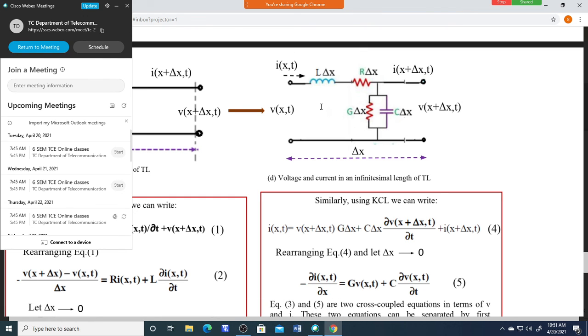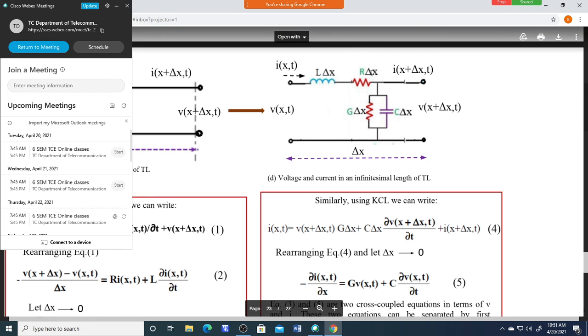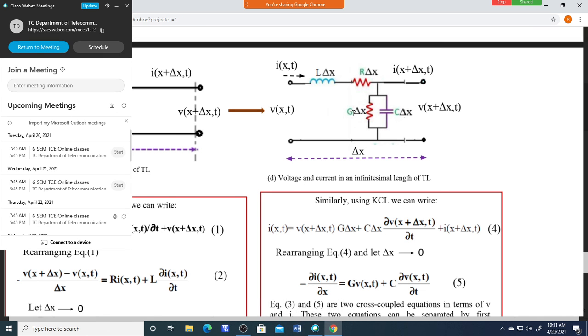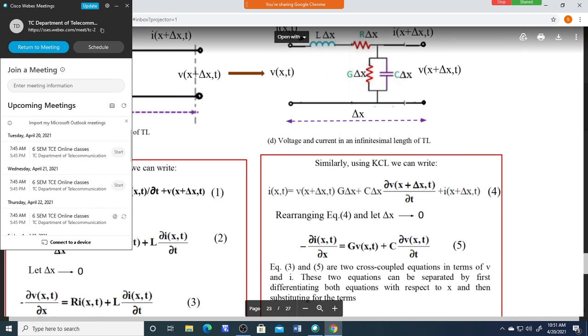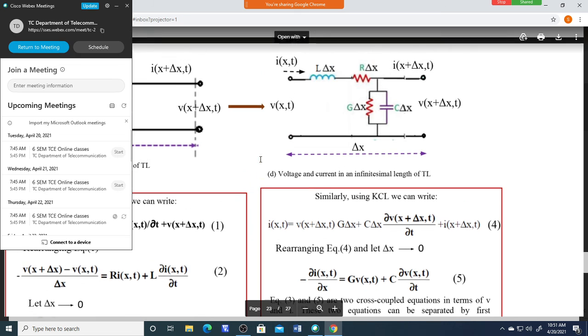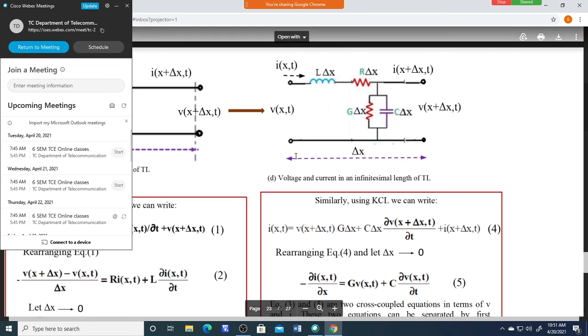First we will apply Kirchhoff voltage law to a loop like this. This is the loop, this is a network here. The transmission line, tiny, small, infinitesimal, behaves like a circuit here. Apply Kirchhoff voltage law. What is that? It is V of x comma t, the right hand side, between these two terminals.